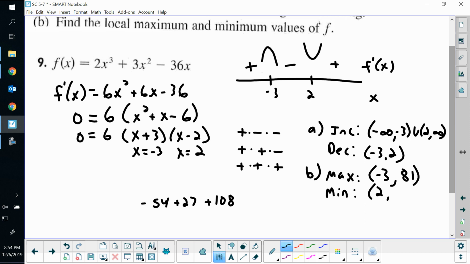Subbing in 2, 2 to the third is 8, times 2 is 16. 2 squared is 4, times the 3 will give us 12. And 2 times the negative 36 will give us negative 72. Well, the 12 and the negative 72 will give us negative 60. Negative 60 and 16 will give us negative 44. So again, those went into the actual function f because they're points on the real function.